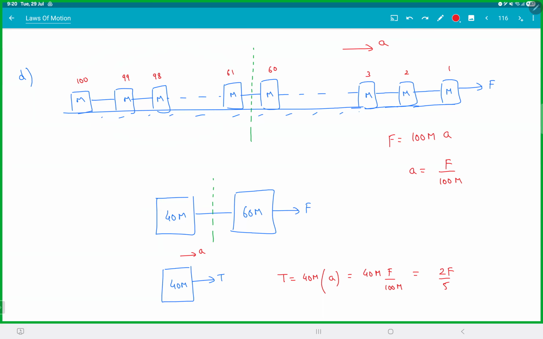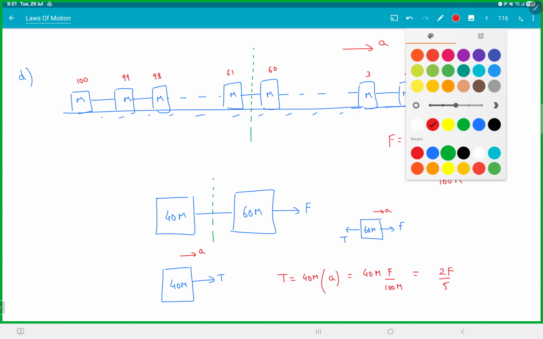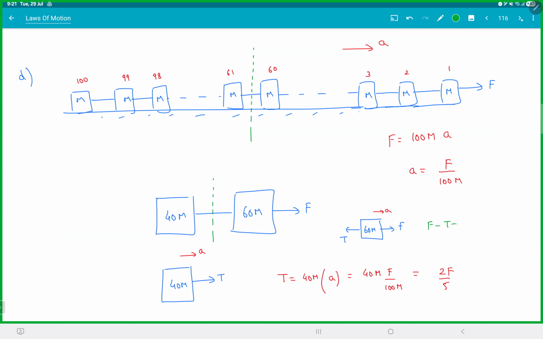Suppose you want to take the other block, I'll show you. If I take the other block, its FBD will be like this. This will be F and this will be T and this will be the acceleration. So here the equation will be F minus T is equal to 60m into acceleration. You get the same answer. Must have forgotten F.